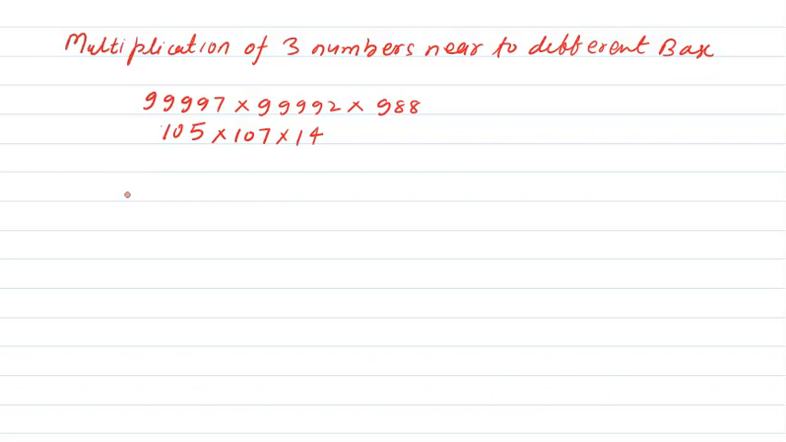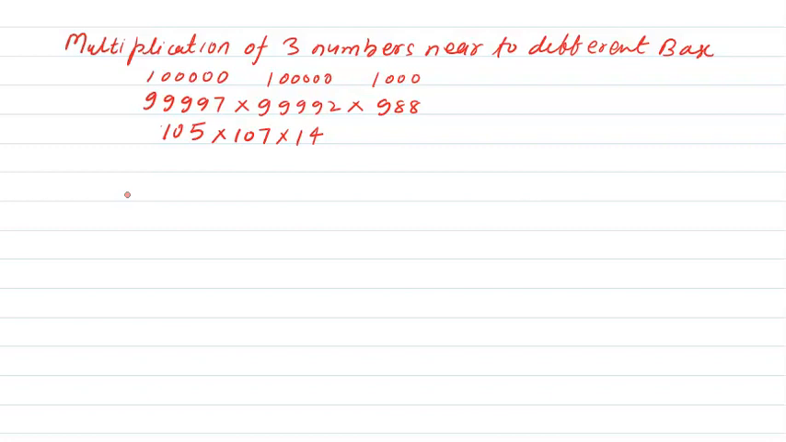Now, before I explain the things, I want to tell you how this problem is different from the problems that we have taken in the previous videos. If you look at this number, this is near to a base which is 1 0 0 0 0 0. This is also near to the base 1 0 0 0 0, and this is near to the base that is 1000, right? So here these three numbers are closer to three different bases.